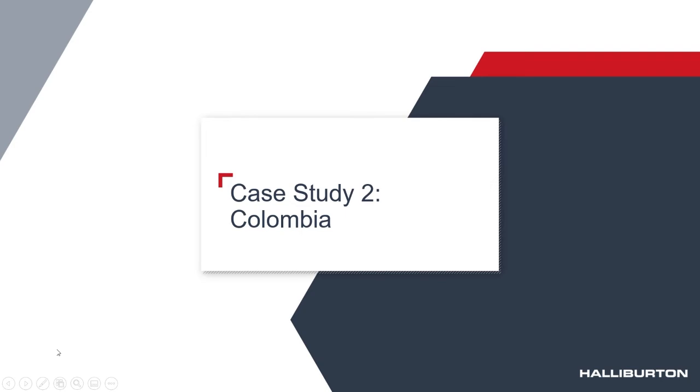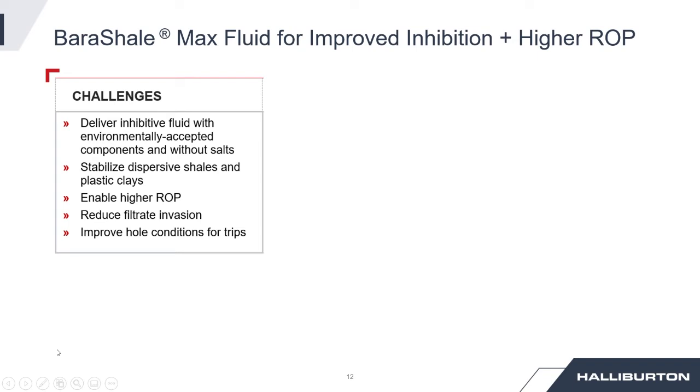Our second case study took place just 2 months ago in Colombia. The challenges included, first off, working with no salinity in the fluid. So we had to deliver inhibition with only the environmentally accepted components that we had in our toolbox to stabilize dispersive shales and plastic clays. With BaraFLC Nano-1 sealant, we wanted to enable higher ROP and reduce filtrate invasion, especially in the sand sections. Overall, we expected that this enhanced fluid system could deliver improved hole conditions, making trips and the casing run faster and easier.